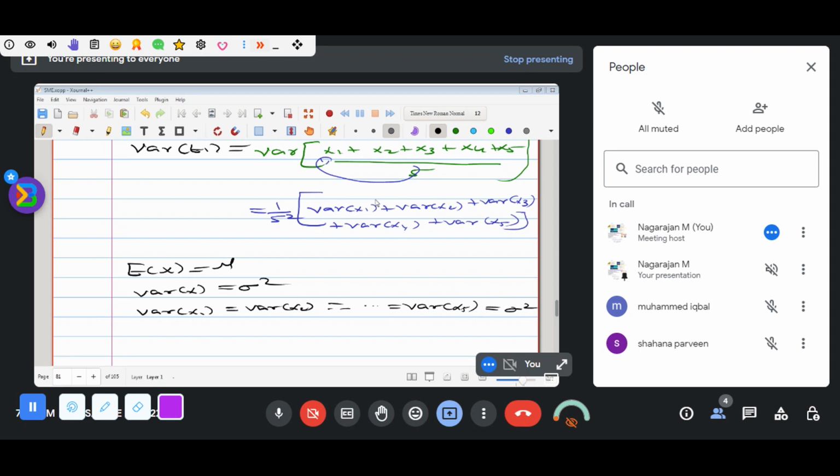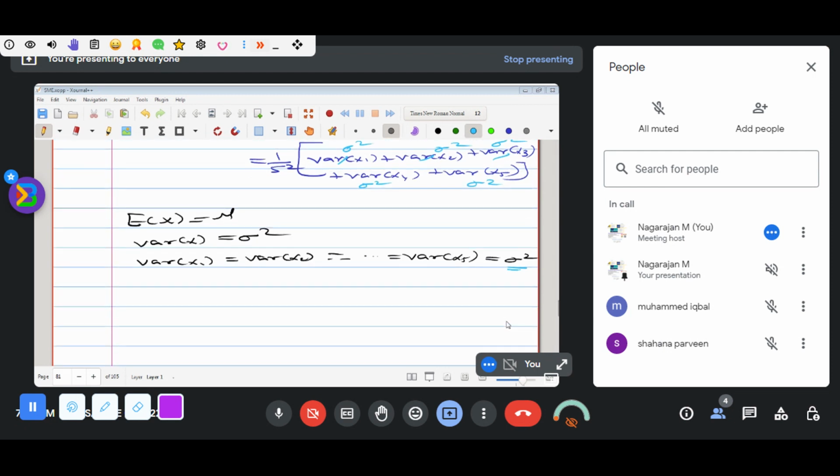So all values apply here. Variance of X1 is sigma squared, this value is sigma squared, and this value is also sigma squared. All values are sigma squared only. Now add everything, and we get the result: variance of T1 equals 1 by 5 squared.